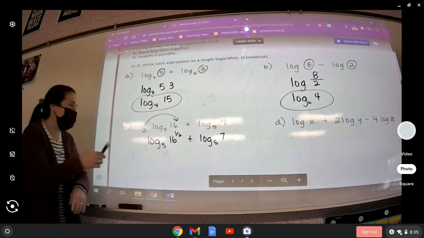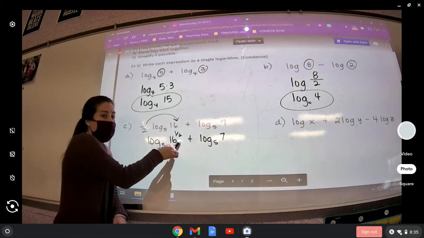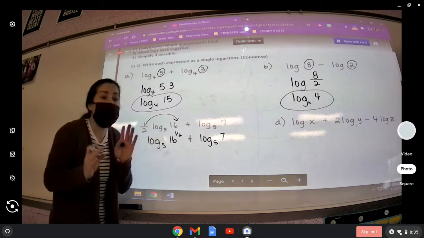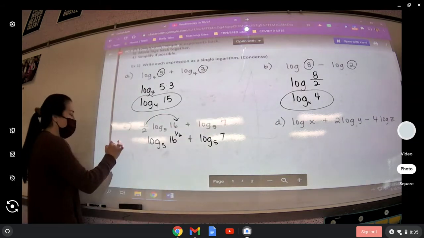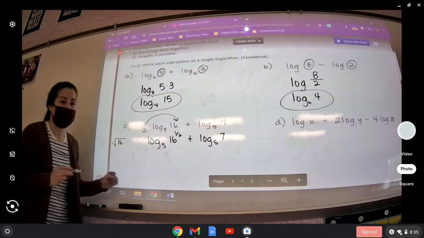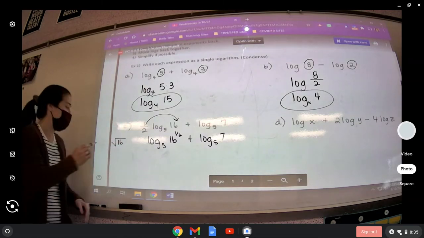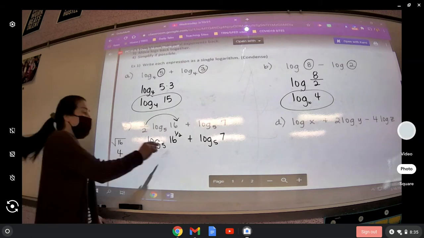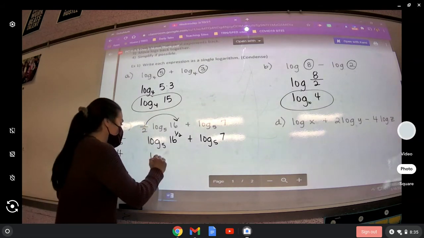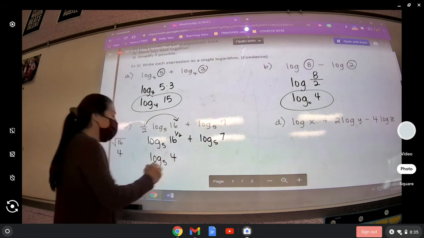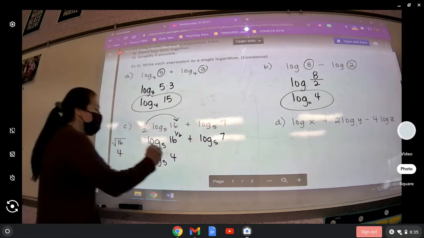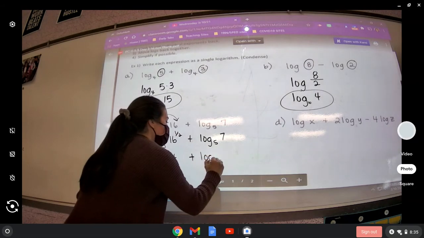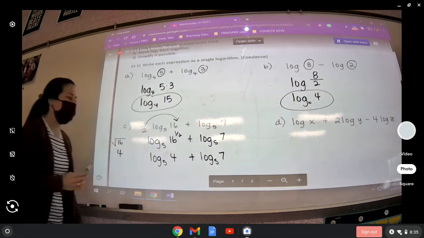We can leave that. Now guys, think about it. 16 to the 1/2, really, who is that? Because we do always want to think about simplifying. 16 to the 1/2, guys, that probably started as the square root of 16. And who's the square root of 16? 4. So we actually want to write this as log base 5 of 4, because that's the most simplified answer to put. And then plus log base 5 of 7.